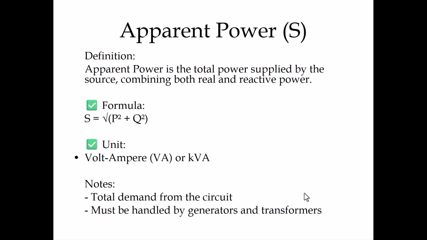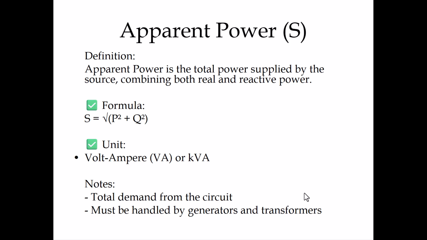Let's talk about apparent power. Apparent power represents the total power supplied by the source to an electrical system. It combines both the real power that performs useful work and the reactive power that supports the magnetic and electric fields necessary for AC equipment operation.